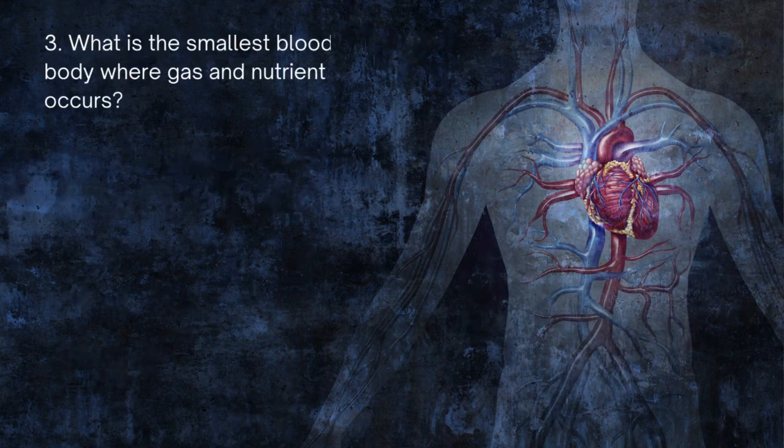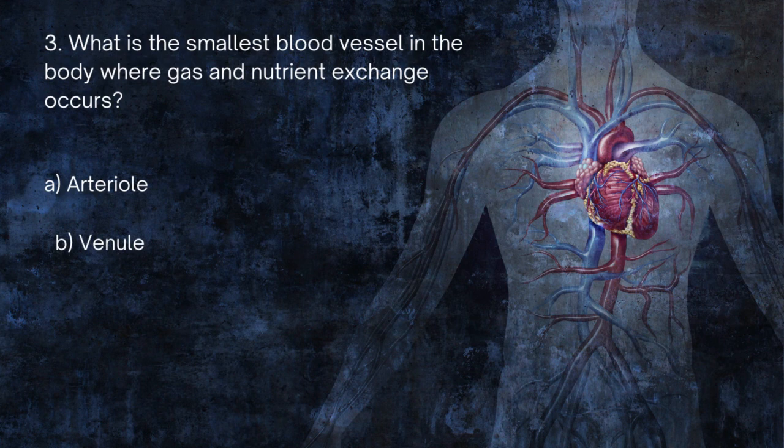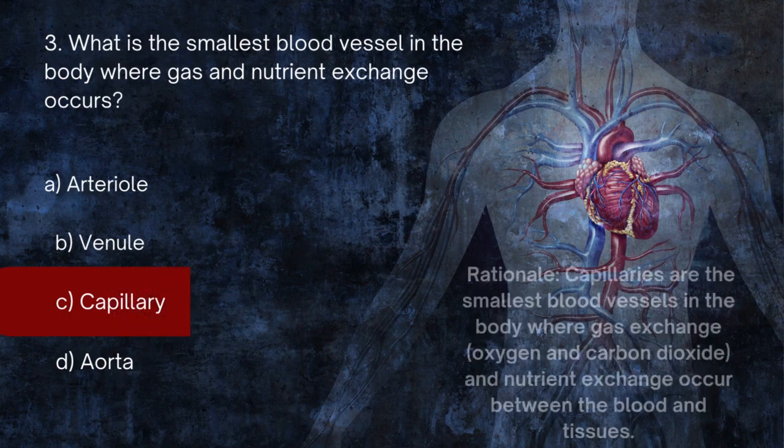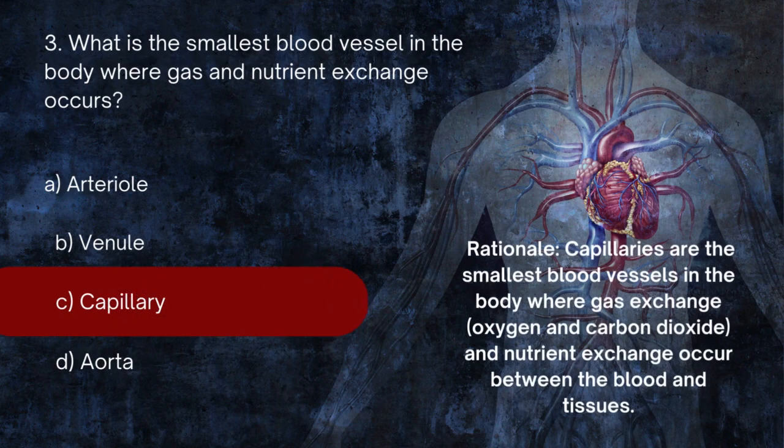3. What is the smallest blood vessel in the body where gas and nutrient exchange occurs? A. Arteriole. B. Venule. C. Capillary. D. Aorta. Rationale: capillaries are the smallest blood vessels in the body where gas exchange, oxygen and carbon dioxide, and nutrient exchange occur between the blood and tissues.